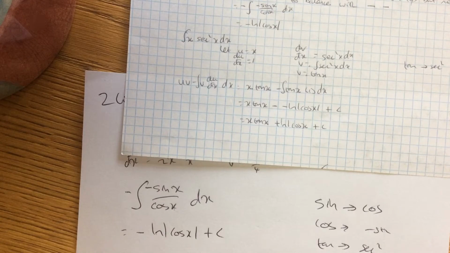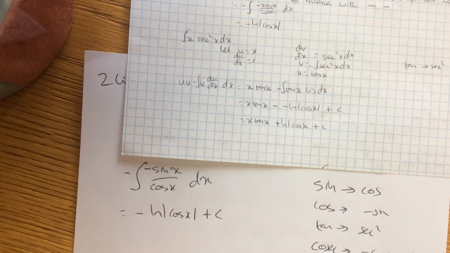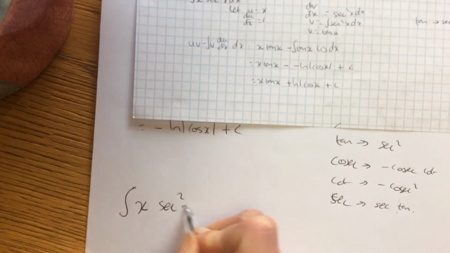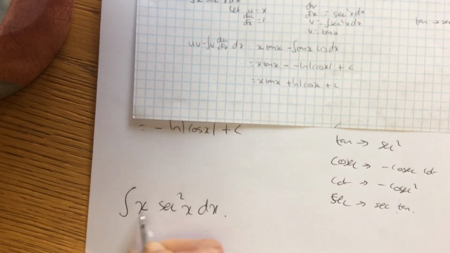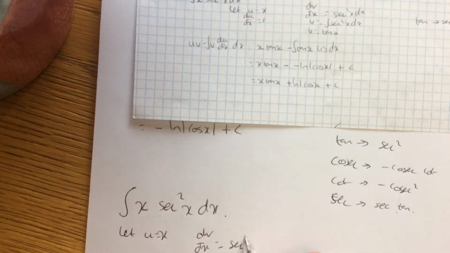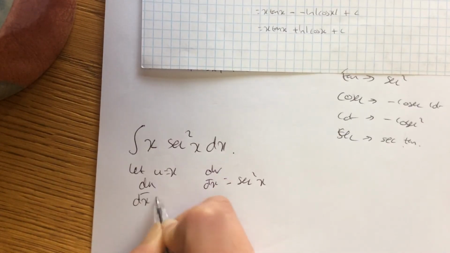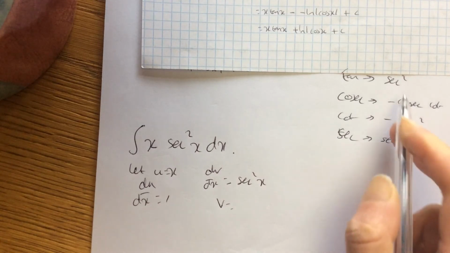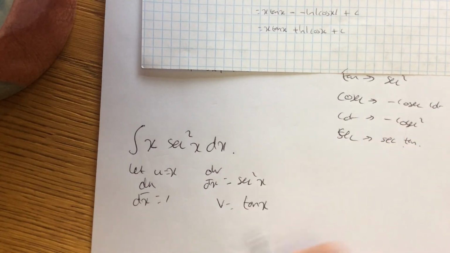Okay, it's quite a good wee question there to learn. Then you've got to do x sec squared dx. Okay, so it's a product. So let u be the easier one, dv by dx to be the harder one. Differentiate u, you get 1. Integrate this. Sec squared comes from tan.